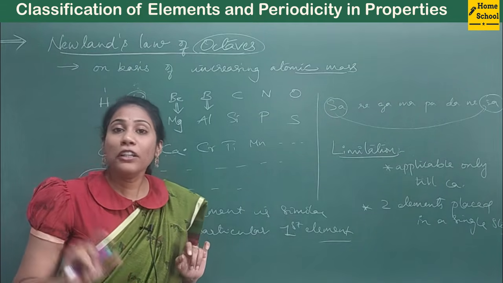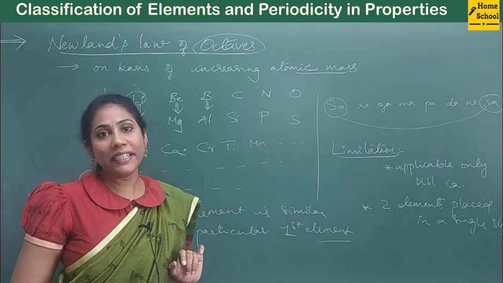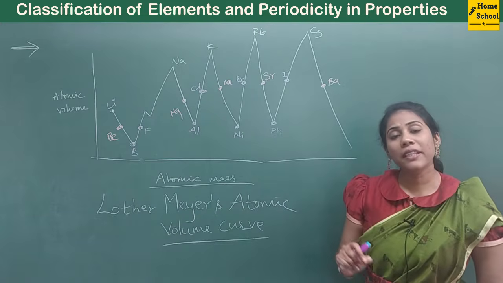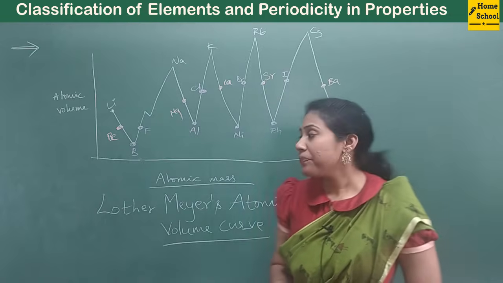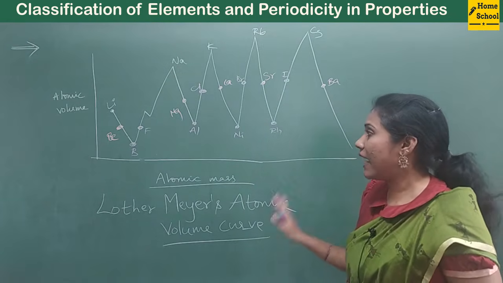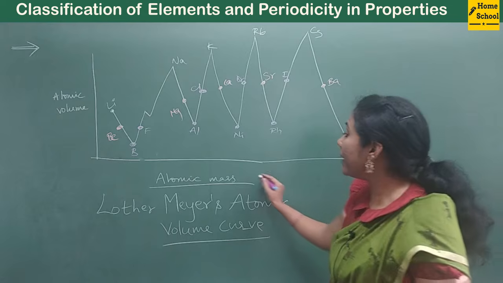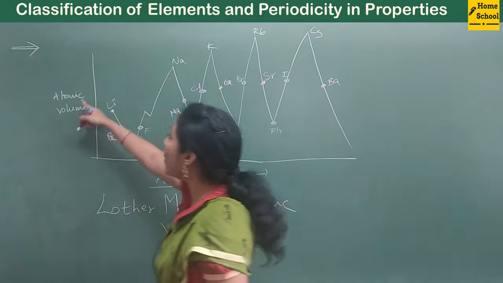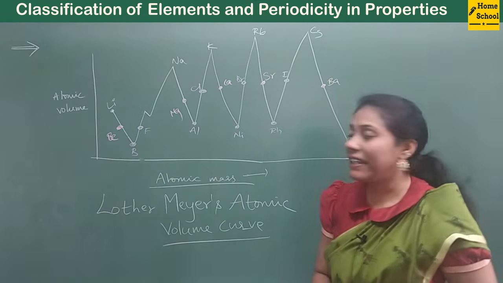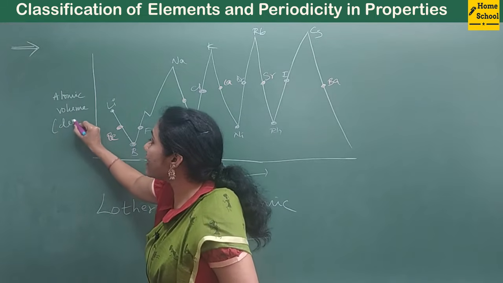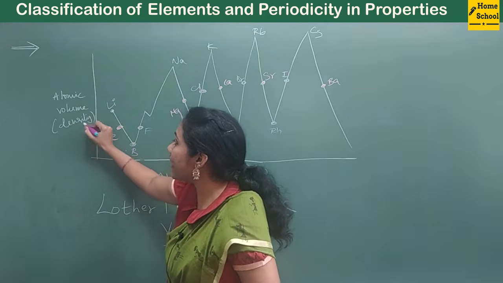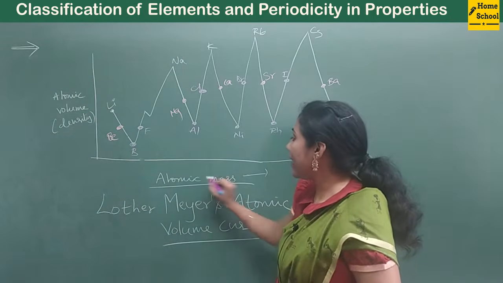Now we will go for Lothar Meyer's periodic table. See guys, Lothar Meyer followed a very different method for the arrangement of elements. Actually what he has done is, he has plotted a graph between atomic volume and atomic masses. Okay, so atomic volume is nothing but density. So elements' density versus atomic mass.